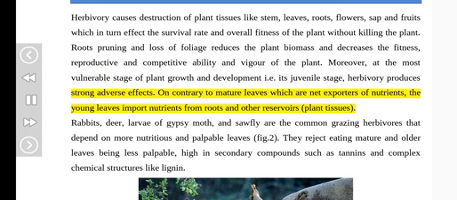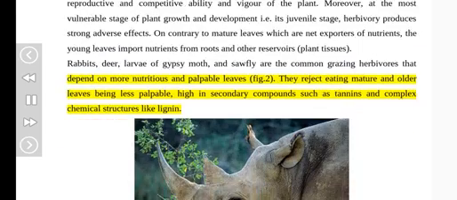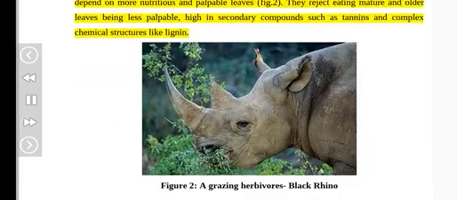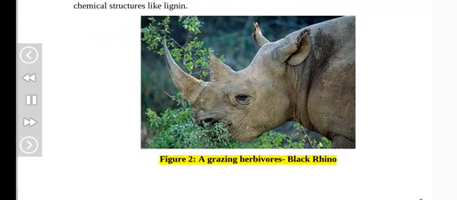In contrast to mature leaves, which are net exporters of nutrients, the young leaves import nutrients from roots and other reservoir plant tissues. Rabbits, deer, larvae of gypsy moth, and sawfly are the common grazing herbivores that depend on more nutritious and palatable leaves. They reject eating mature and older leaves, being less palatable, high in secondary compounds such as tannins and complex chemical structures like lignin. Figure 2. A grazing herbivore, the black rhino.